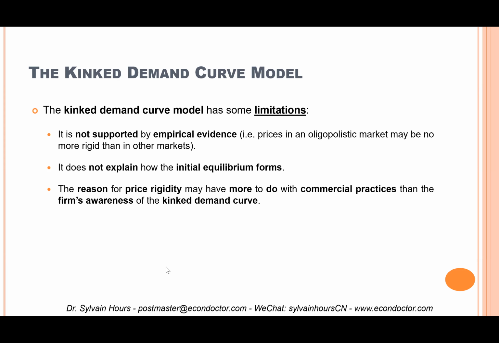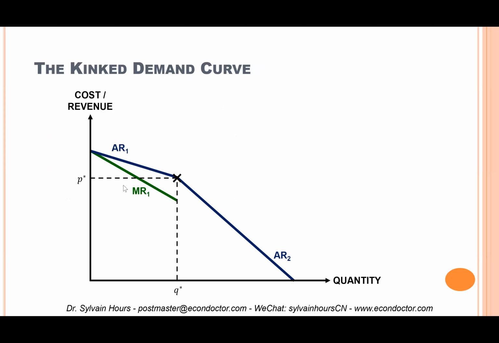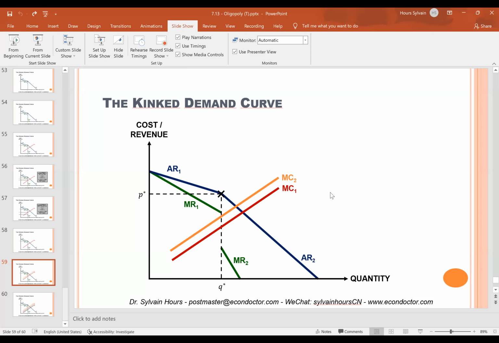Okay, so what I mean here is that, yes, this model is one possible explanation among many other explanations. So if you observe price stability within the market, you cannot conclude that this is because firms are afraid that changing the price would lead to a decrease in profit. This is not the only possible explanation. Okay, and that's it. That's the kinked demand curve model. Questions? Questions about the kinked demand curve model?